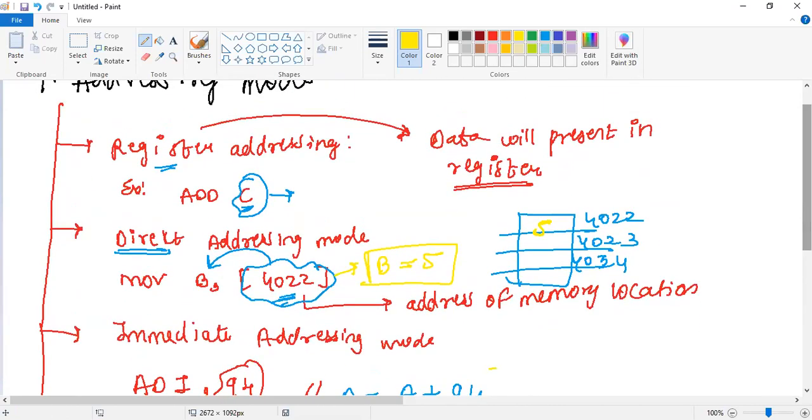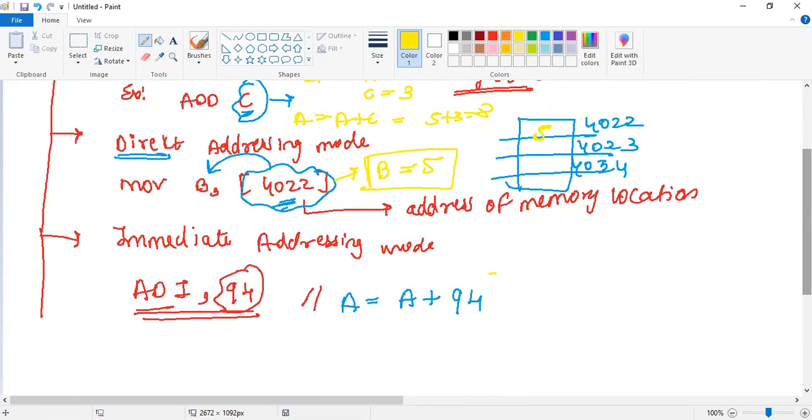Now let's take an example of this also. Assume in A there is 5 and in C there is 3. After executing this instruction, what will the output be? ADD C means A = A + C, which means 5 + 3 = 8. This is the output. And immediate means we are directly giving the data to the instruction. Therefore, it is called immediate.